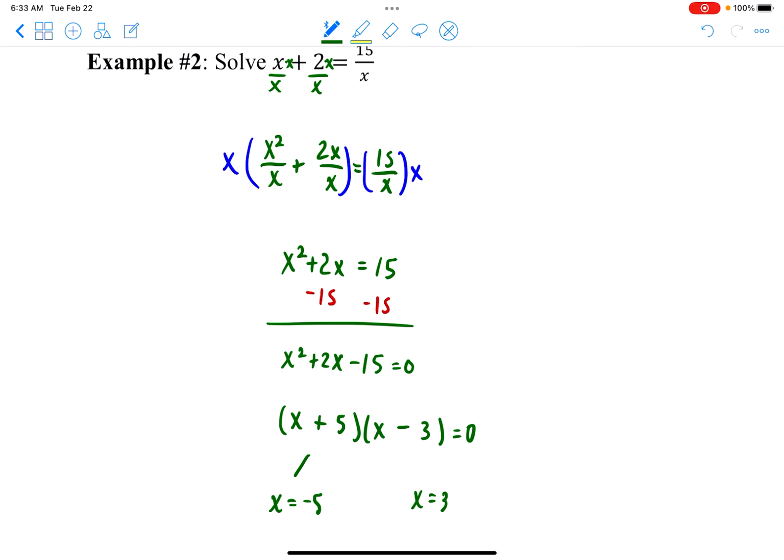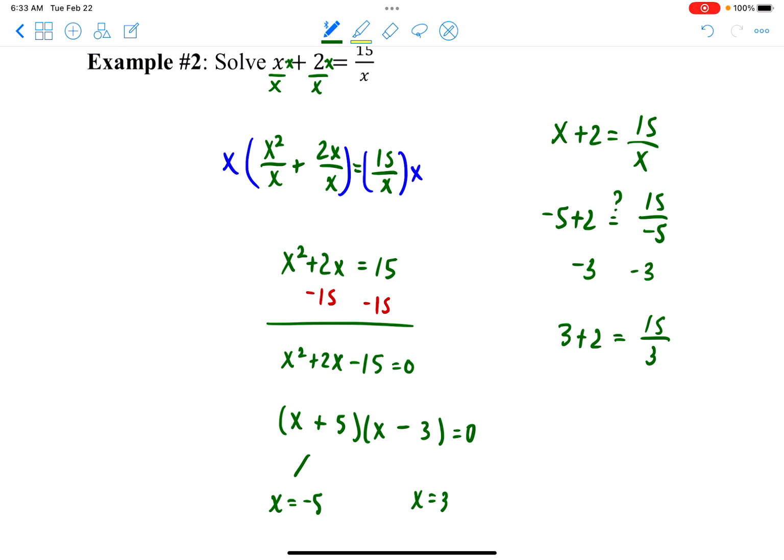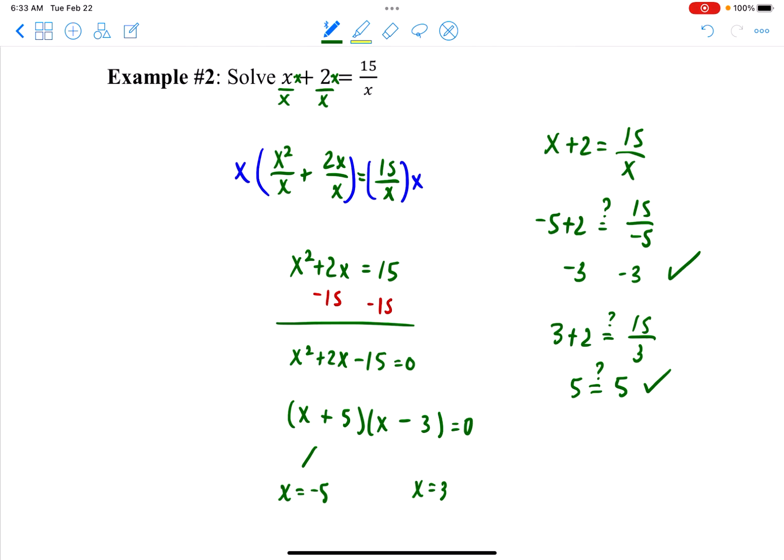So the original equation was x plus 2 is equal to 15 divided by x. So let's try negative 5. So negative 5 plus 2. The question is, is that equal to 15 over negative 5? So negative 5 plus 2 is negative 3. 15 over negative 5 is negative 3. Yep, so that works. How about 3 for x? So 3 plus 2 is equal to 15 over x, where x is 3. So the question here is, is 5 equal to 5? It is. So those both work. So we're good to go there.